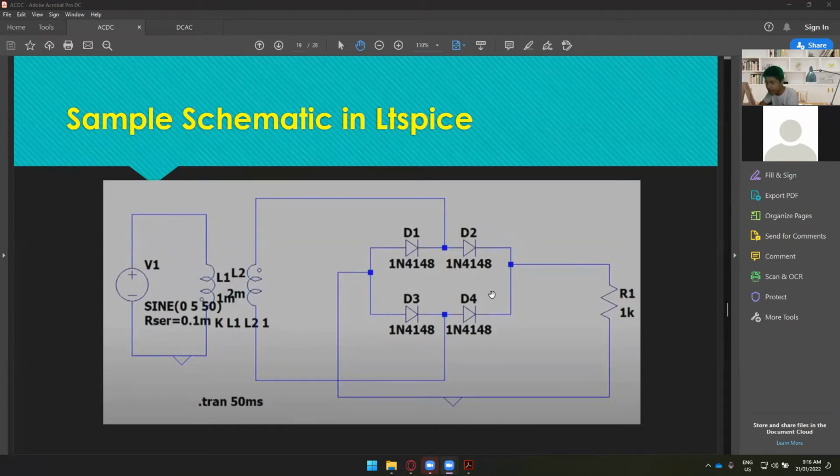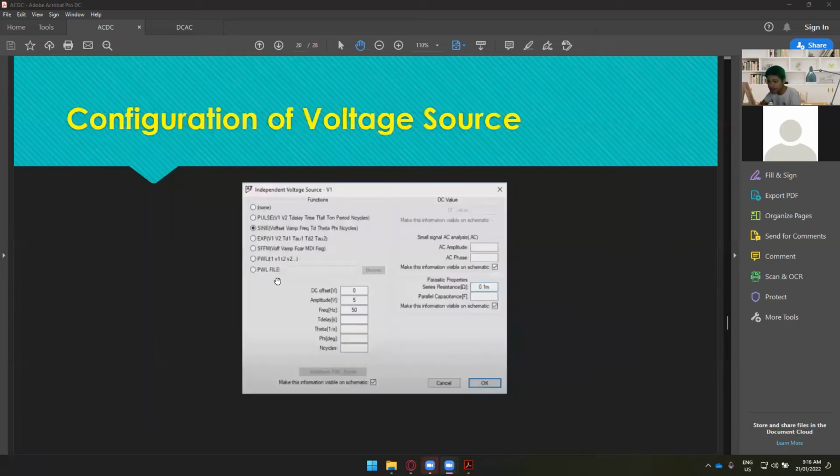Okay, we have 4 diodes, silicon diode, and then 1 resistor right here, the load resistor. So in order for you to configure this one, I'll go over this one first. The first one is DC offset. Since we're dealing with AC, it should be 0, of course. The amplitude is the AC value, which is 5 volts only, and the frequency is 50.